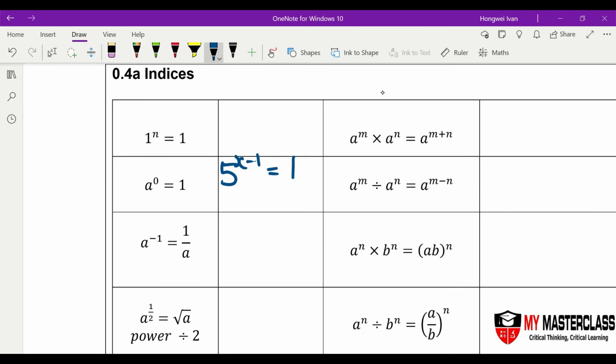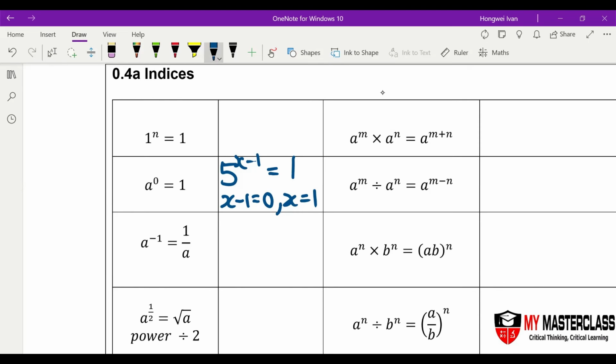Okay, so always remember when you see 1 on one side of the equation, the only possible way is the power must be 0. So that's why x minus 1 equals 0. Don't need to fill it. No need, because I have it. Then x equals 1.